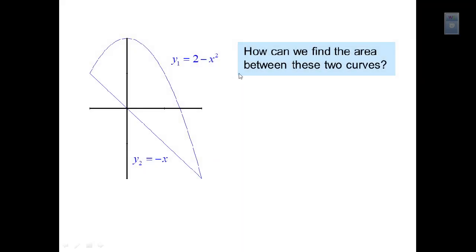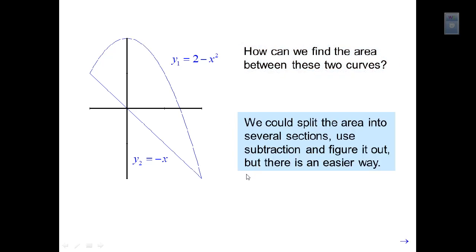All right, so we've got these two curves. y1 equals 2 minus x squared, and y2 equals negative x. That's this line right here, and there's the parabola right there opening down. How can we find the area between these two curves? Well, we could split the area up into several sections and use subtraction and figure it out, but there is an easier way.